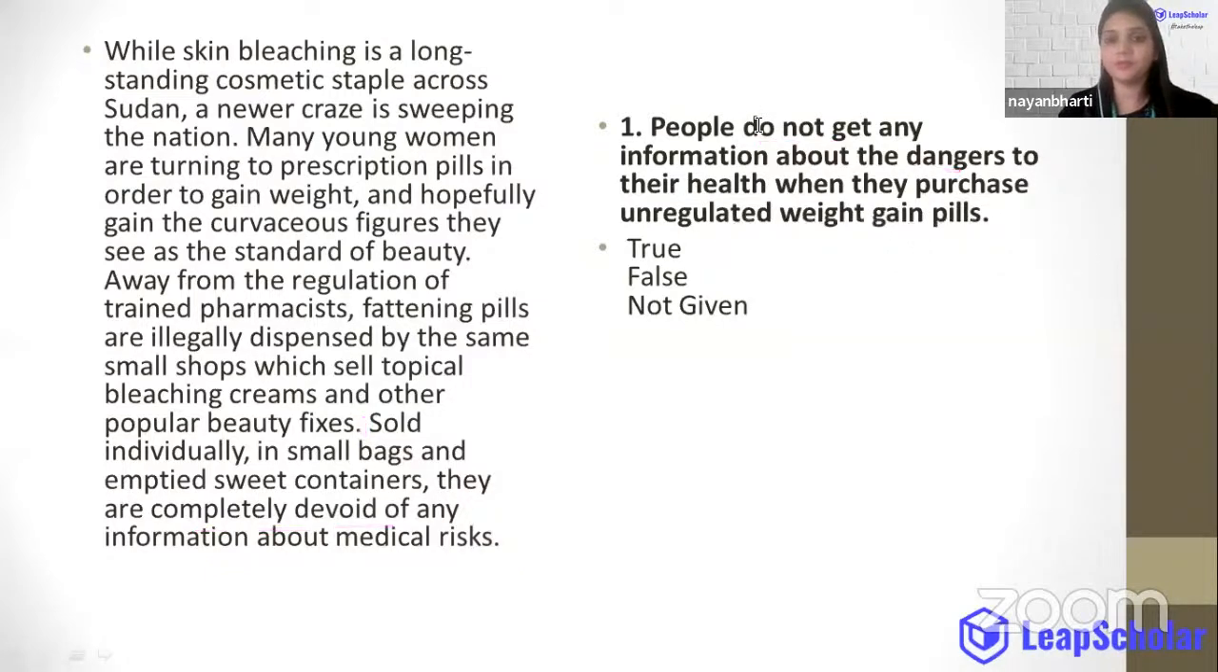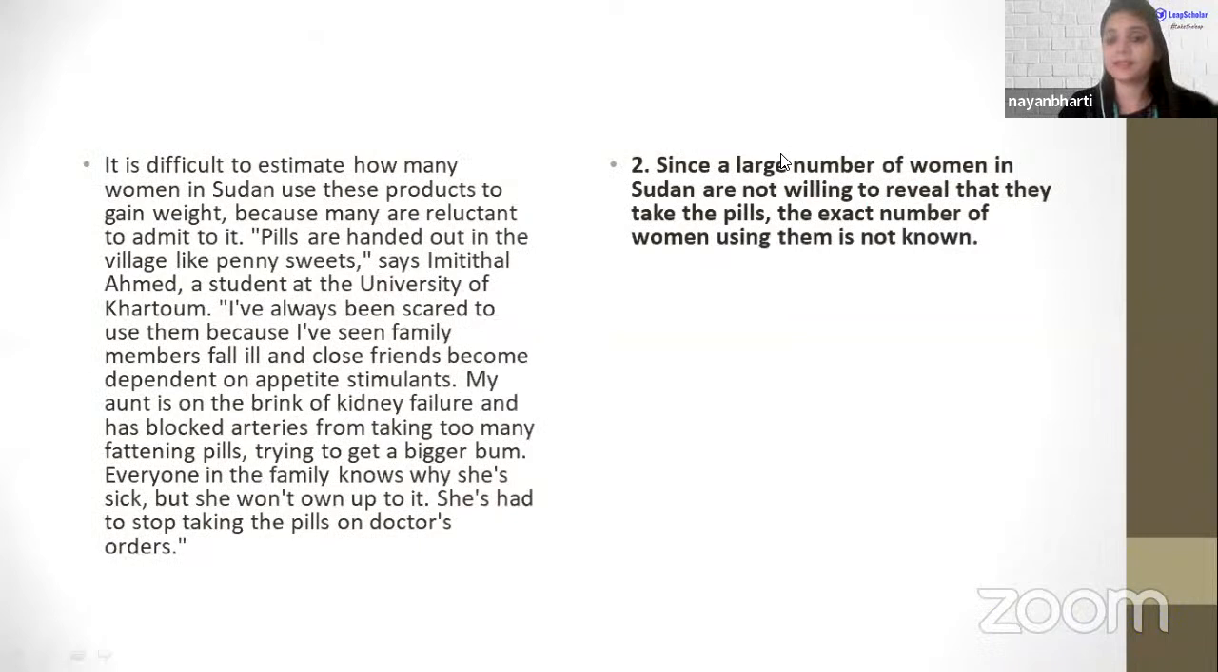Let's do one more question. Fine, quickly. So this is the next question: since a large number of women in Sudan are not willing to reveal that they take the pills, the exact number of women using them is not known. What do you think? Whether that part is known or not? So what will be my keywords for this? Large number of women. Where? In Sudan.